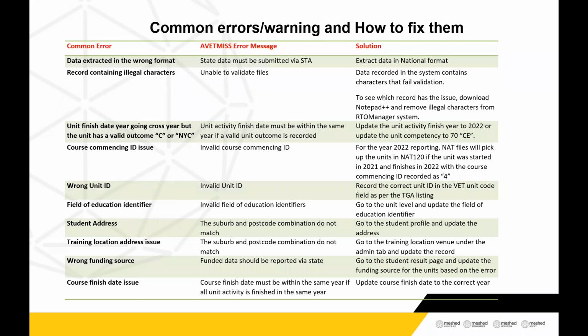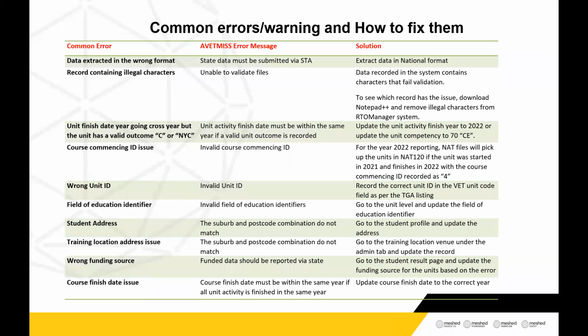Course commencing ID issue. So if the course commencing ID is invalid, we can update the course commencing ID to 4. So by default, the course commencing ID for every unit enrollment would be 3. But if we are receiving the course commencing ID issues, we can update the course commencing IDs.